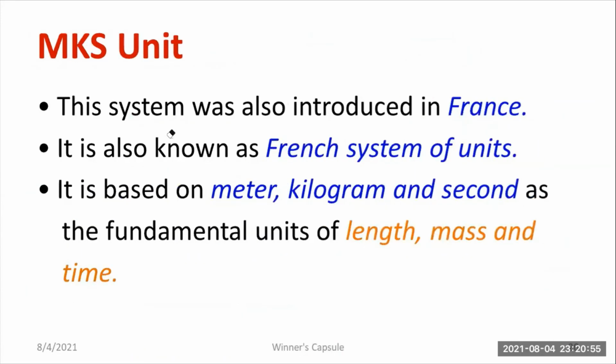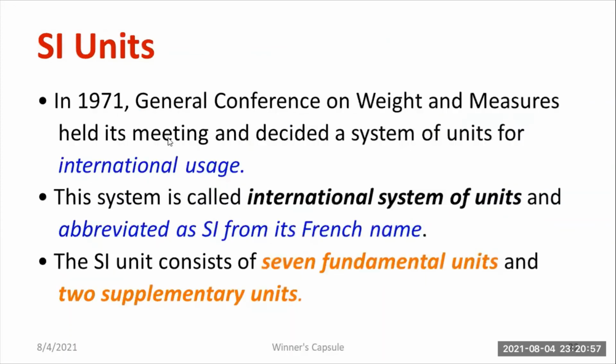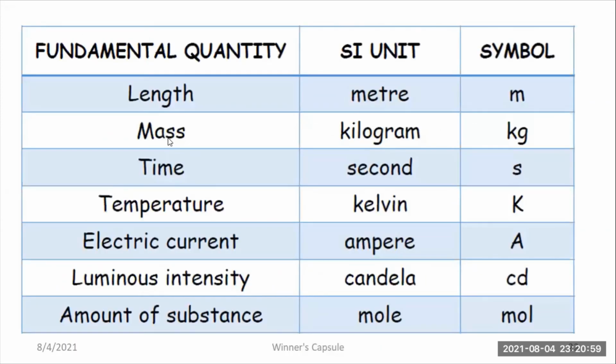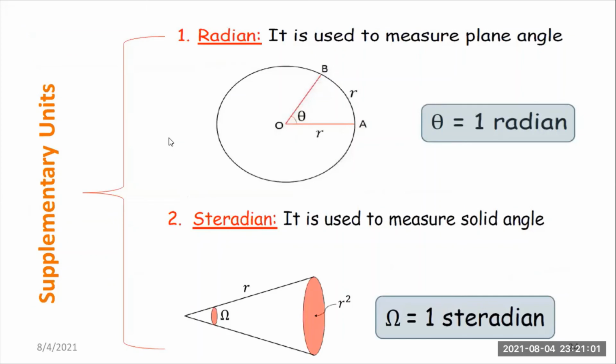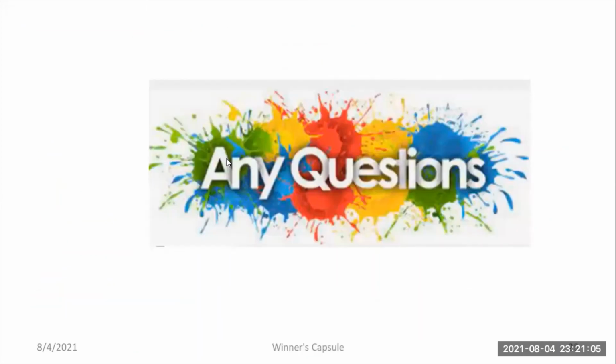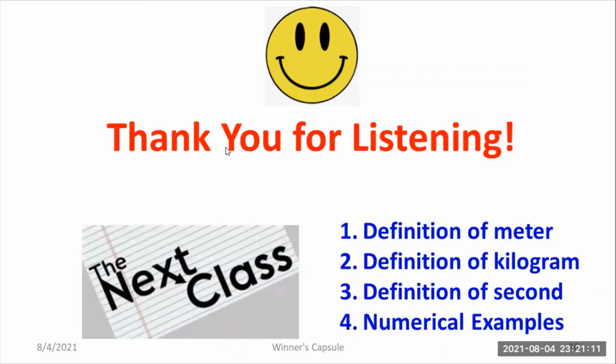I hope you have understood the different types of units available: what is a CGS unit, MKS unit, FPS unit, and SI units, and how SI units are categorized. These are the topics you have studied in this particular session. Let me know if you have any questions. If you don't have any questions, let us conclude. In case you have any queries or doubts regarding any of the topics I discussed, you can put them in the comment box.